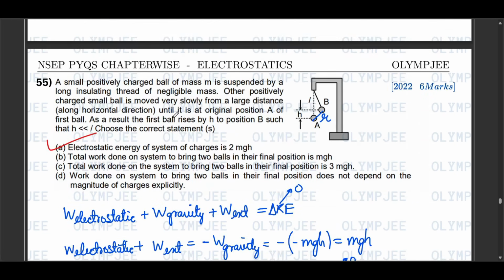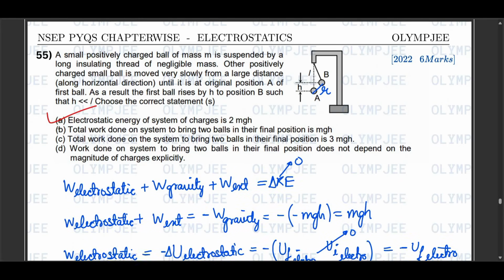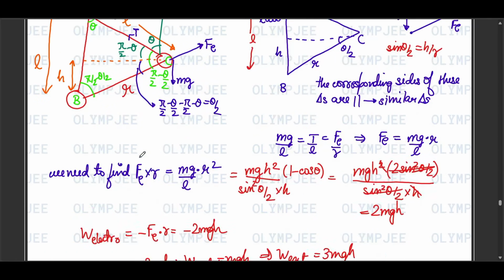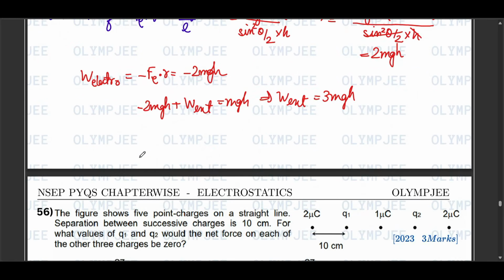So B option is wrong, and C option is correct. Total work done on the system. This is talking about the external work. Is 3 mgh. This is correct. Work done on system to bring the two balls in their final position does not depend on magnitude of charges, right? Because 3 mgh does not contain the term q, so it does not depend on charge. So answer is ACD. We could have also done this by breaking it into x and y components.